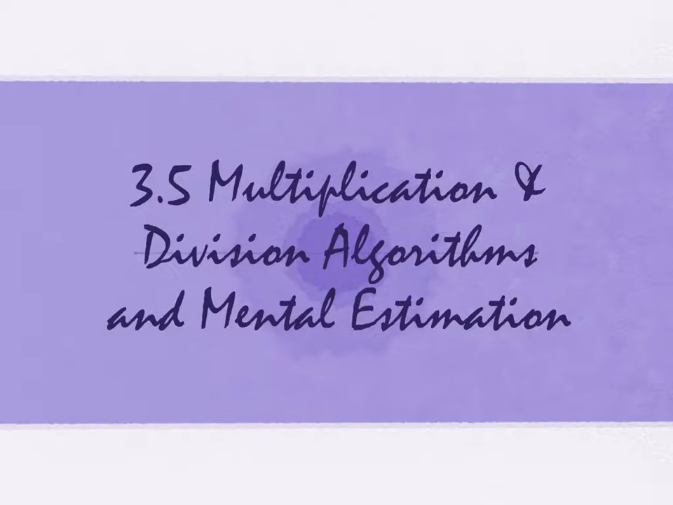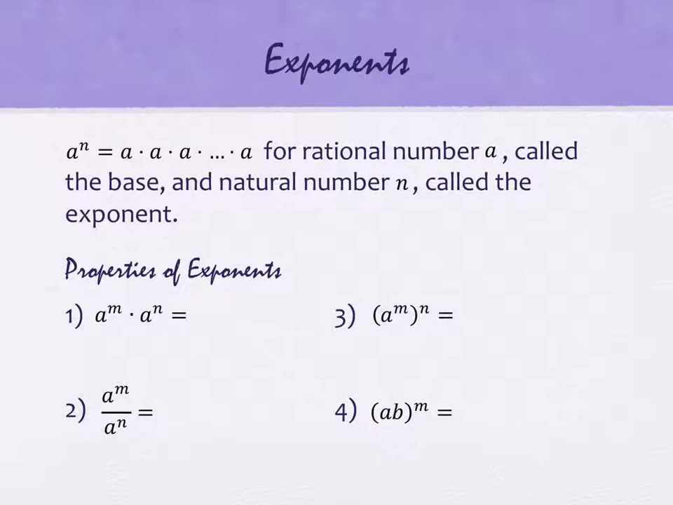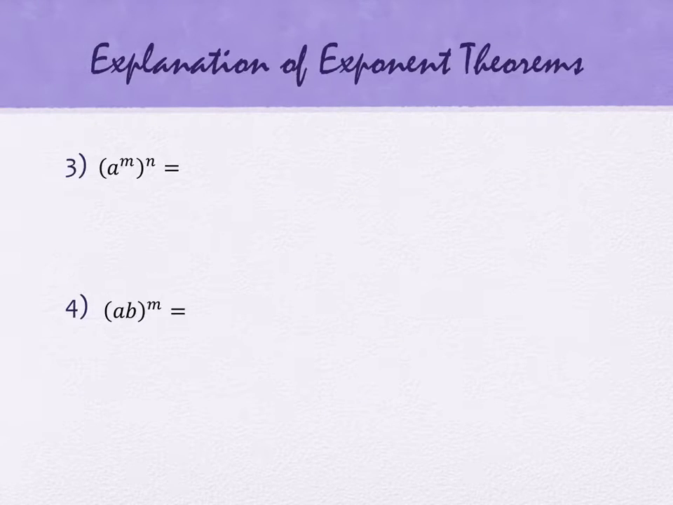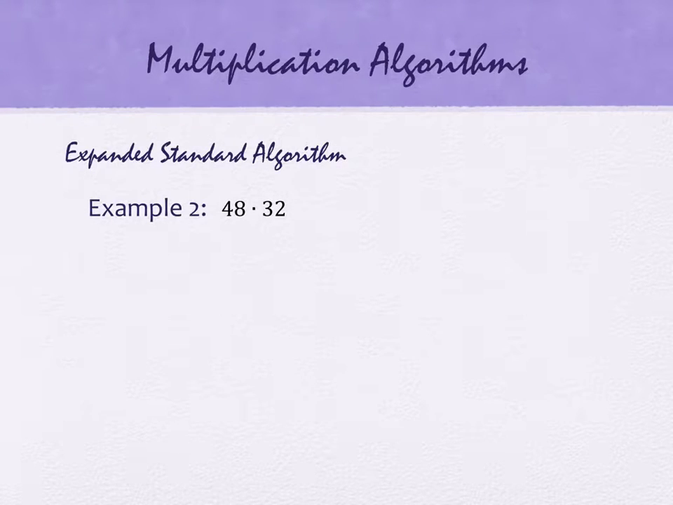Section 3.5 we started last time. We were looking at algorithms. We specifically looked at our exponents and their properties, and we did a couple of examples with those. And what we're ready to start this time is actual algorithms for multiplication.